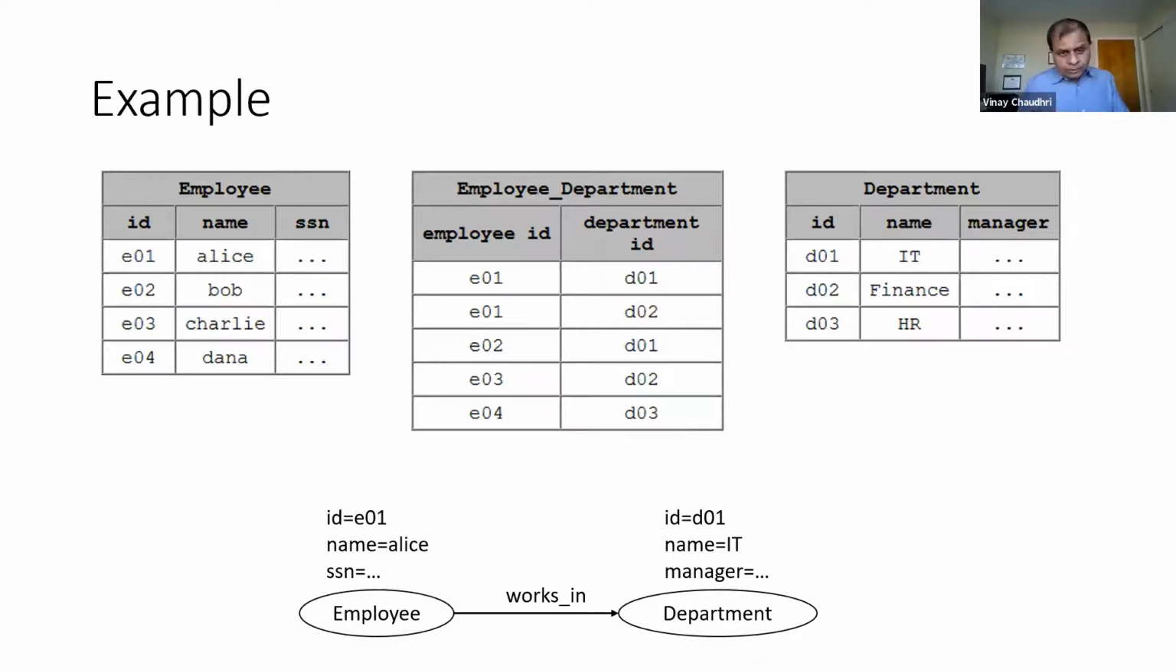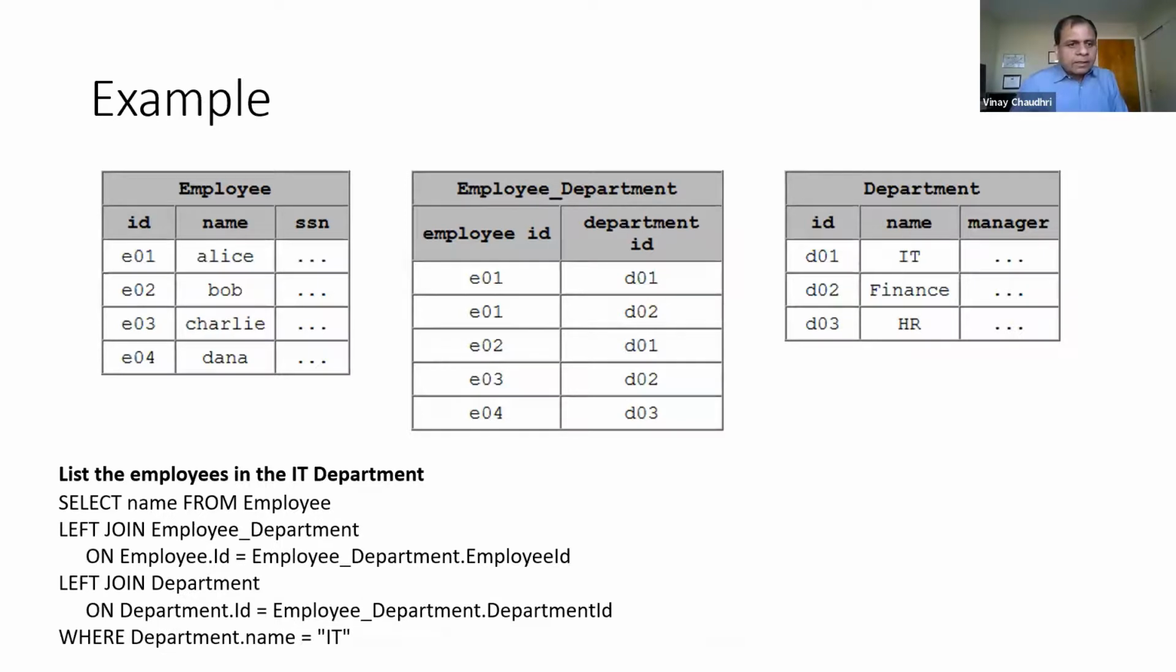The employee node would have properties like ID and name, and department would have properties like ID, name, and manager. Okay. Here's the SQL query to figure out the employees in the IT department.